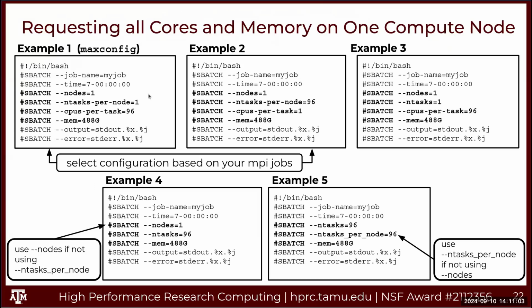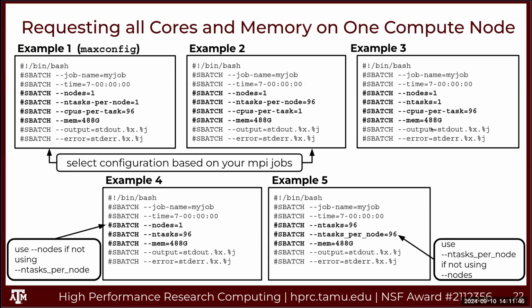So here's an example of different ways you can configure your job script to use all the cores and memory. Example 1, this is the way max config will output the parameters: 1 node, 1 task per node, and 96 CPUs per task, and all the memory, 488G. If you're using an MPI job and you need 96 tasks per node, and each one of those tasks uses 1 CPU, then you would want to switch these two values in tasks per node and CPUs per task. So just be aware, based on how you want your MPI jobs to run, whether you should use 1 task and 96 CPUs or 96 tasks and 1 CPU.